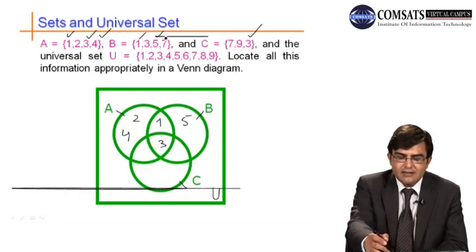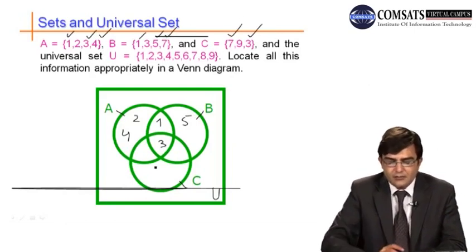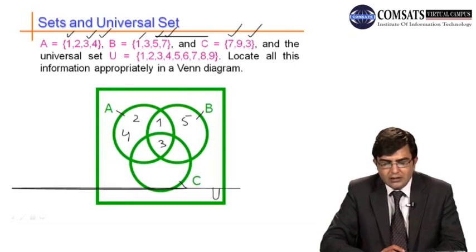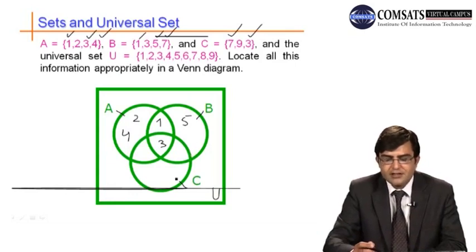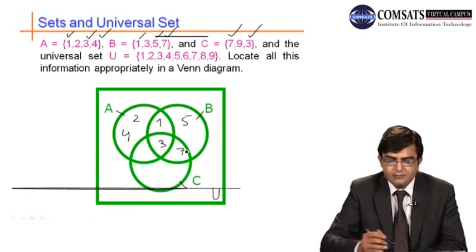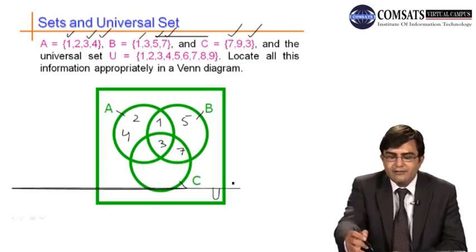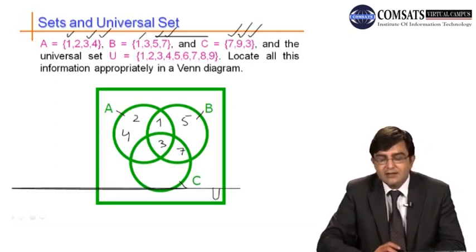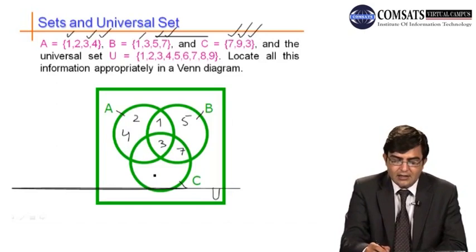Next 7. 7 is in B and C. So we see what is the common region of B and C. So this is the common region of B and C, so 7 will come here. Next we have 9. 9 is only in C, so 9 comes here.